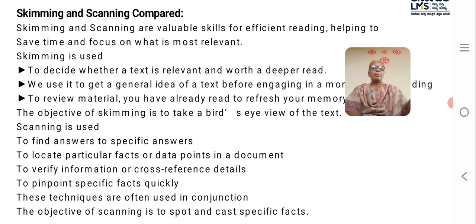While skimming, we get a general idea of the text before engaging in a more detailed reading. We do not simply jump into reading the text in detail. Before reading the text, you look into the content page, you identify whether the book has details essential for your research, and only then you go for a detailed reading. So, skimming is also used to review materials you have already read to refresh your memory. The objective of skimming is to take a bird's eye view of the text.